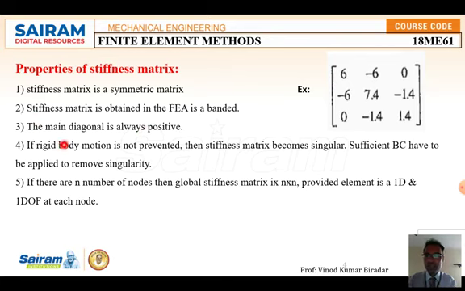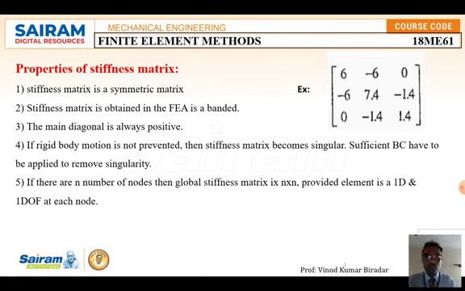And the fourth one is, if the rigid body motion is not prevented, then the stiffness matrix becomes singular. Sufficient boundary conditions have to be applied to remove the singularity. And the last one is, if there are n number of nodes, then the global stiffness matrix is an n into n matrix, and provide the element for 1D and 2D at each node. So always it is a 2 into 2 matrix, 3 into 3 matrix, 4 into 4 matrix. It is not 2 into 4 or 3 into 4, not like that. It is always 4 into 4 and 3 into 3.